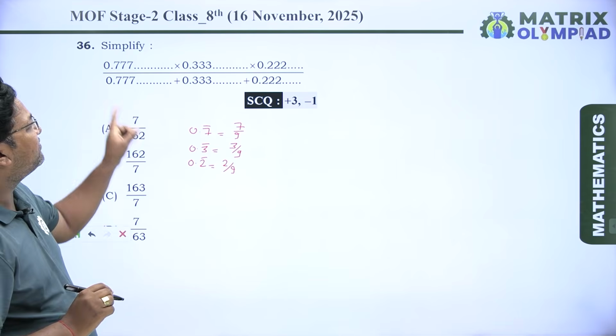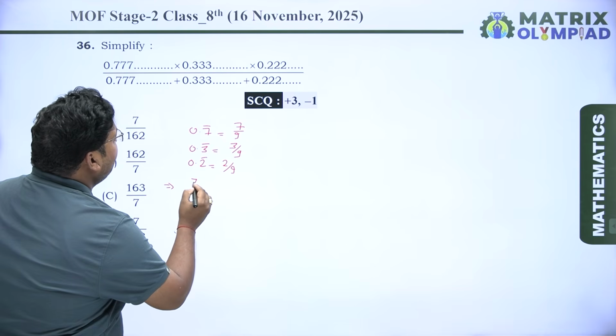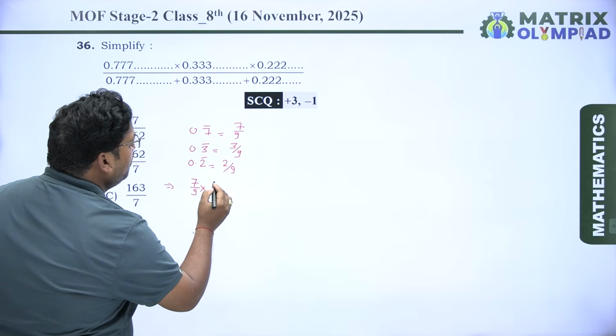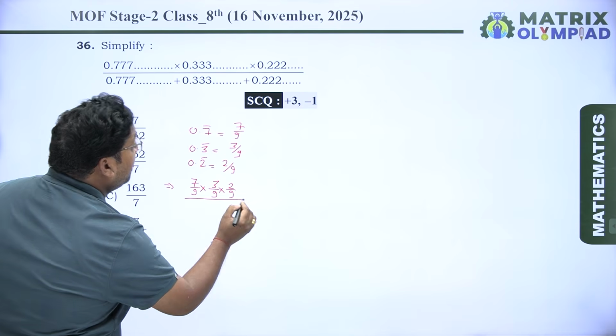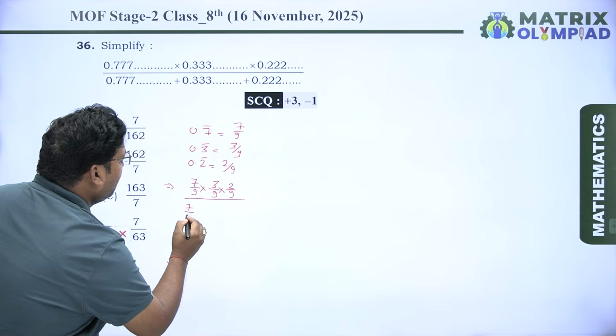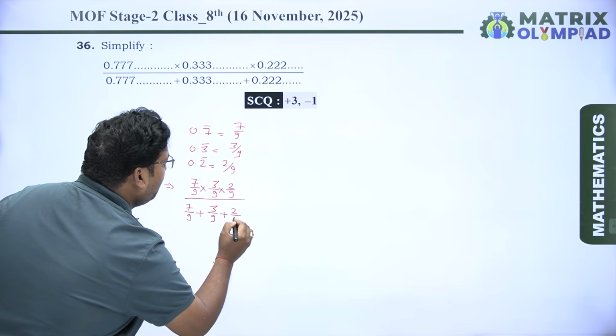Now I have to put this value in this expression. So we will get (7/9) × (3/9) × (2/9) divided by (7/9 + 3/9 + 2/9).